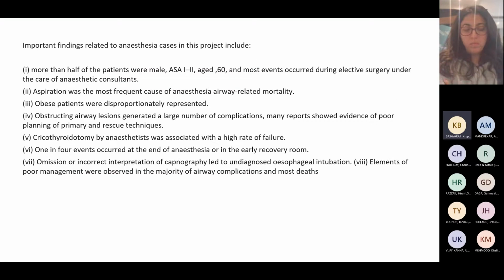Important findings related to anesthesia cases in these were: more than half of these patients were male, ASA 1 and 2. Can you imagine? And in the ED and probably on the ward, all we come across are ASA 3 and 4. If that's the status, look at what we're dealing with here. Age 60, and most events occurred during elective surgery under the care of anesthetic consultants, and aspiration was the most frequent cause.